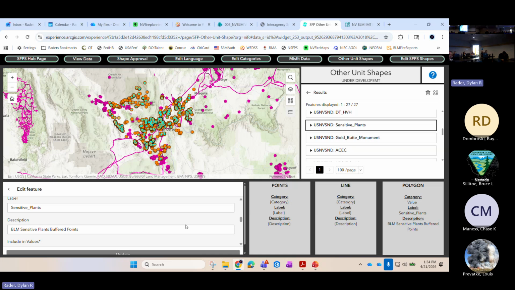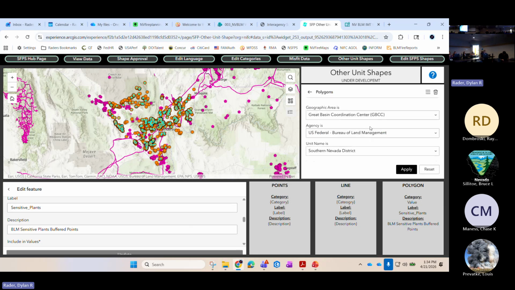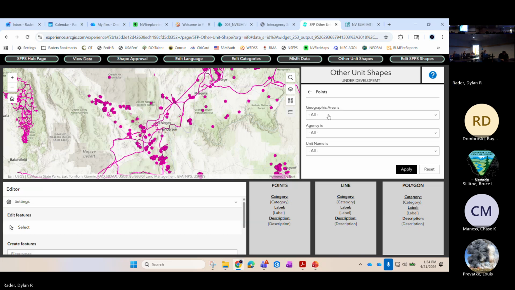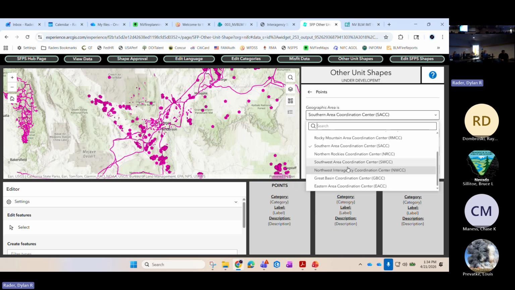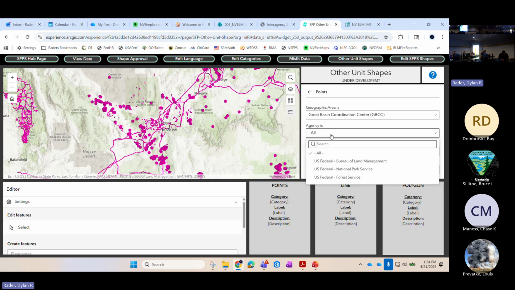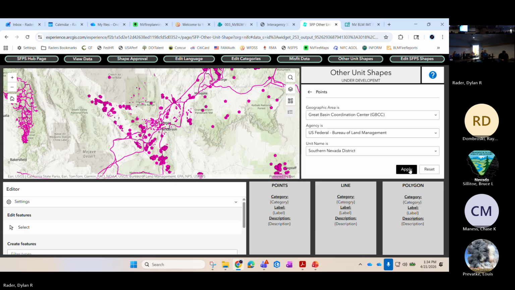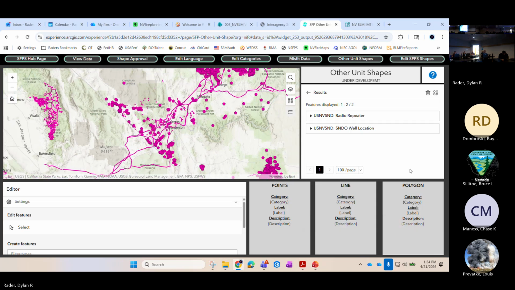That makes sense. So those are just the polygons, right? Let's see how many points you got. Usually we, well, not Southern Area. Don't pick Southern Area. Yeah, you only got 2. So you've got radio repeater sites and well locations.